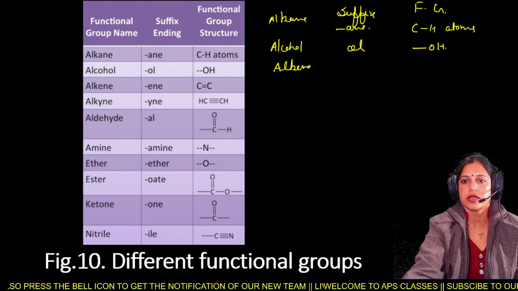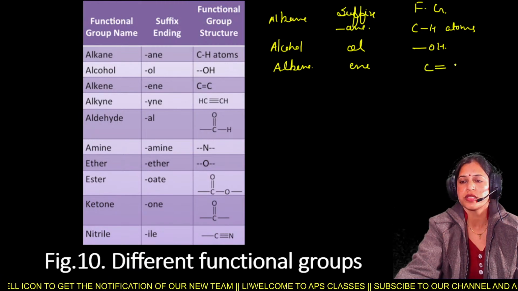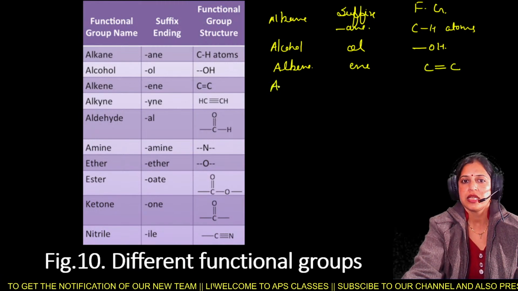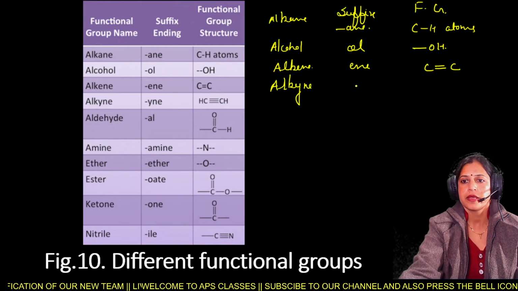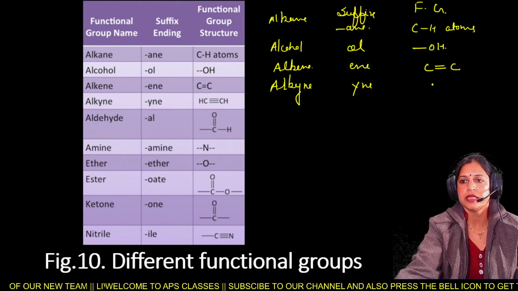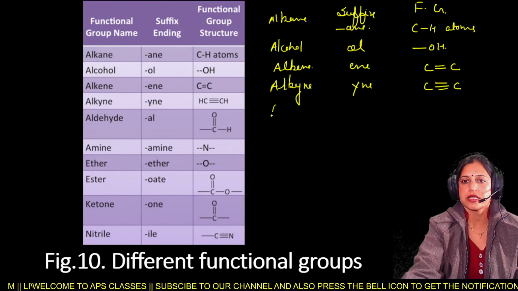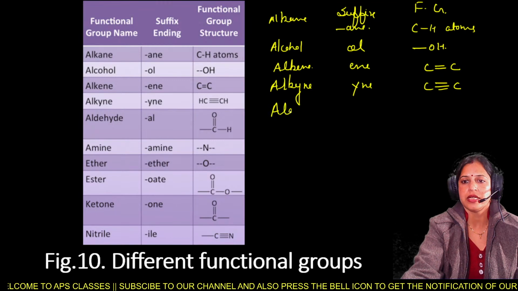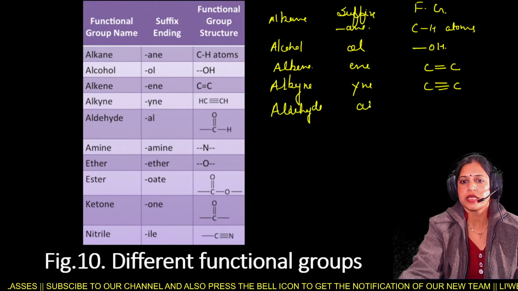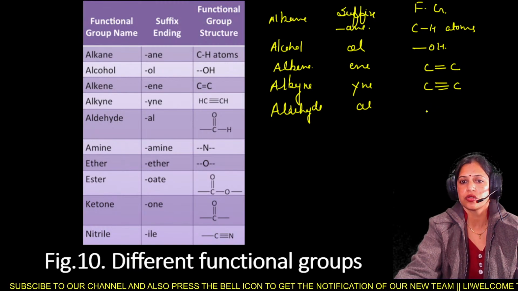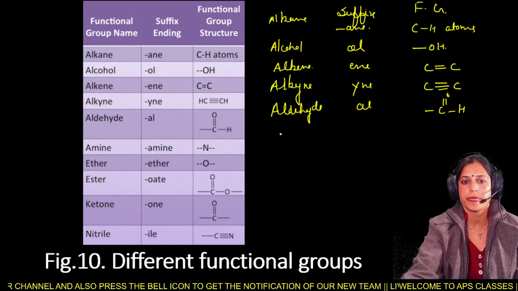Next functional group name is alkene. Suffix is ene and the functional group is C double bond C. Next functional group is alkyne. Suffix is yne and the functional group is C triple bond C. Next functional group name is aldehyde. Suffix is al and functional group is CHO.